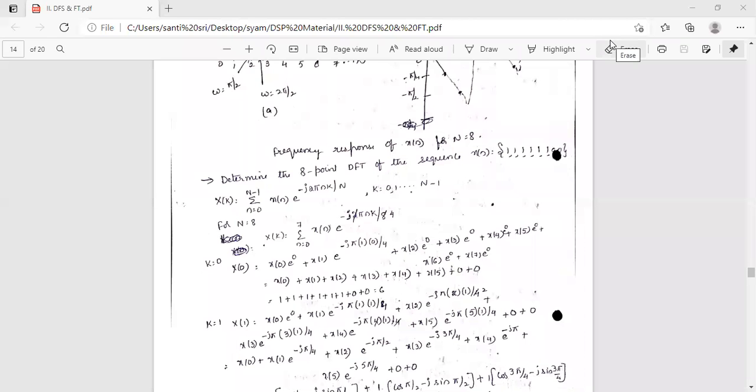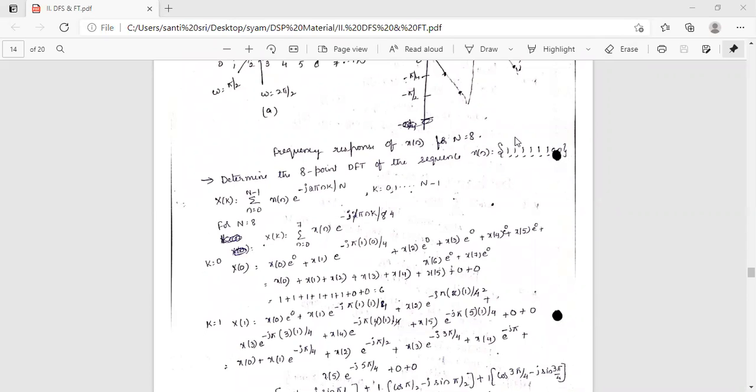Good morning. Last class we discussed what the discrete Fourier series is, what the discrete Fourier transform is, and the properties of the discrete Fourier series. Some problems we also did in our last class.